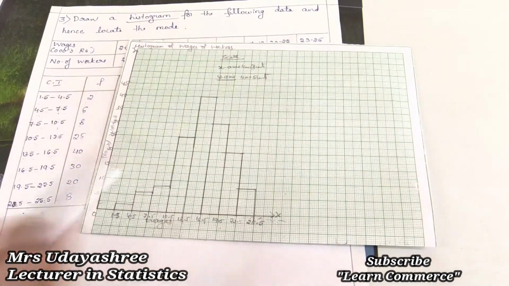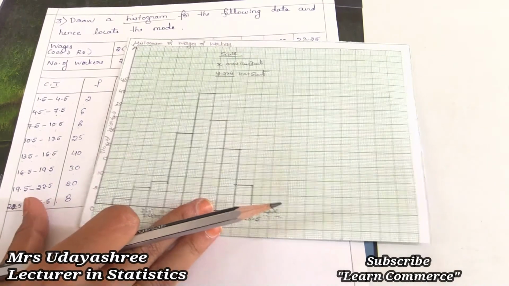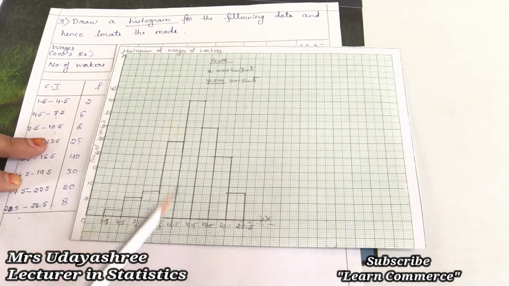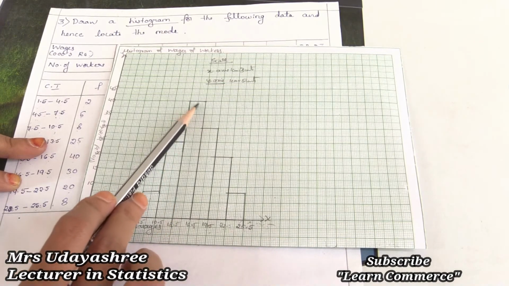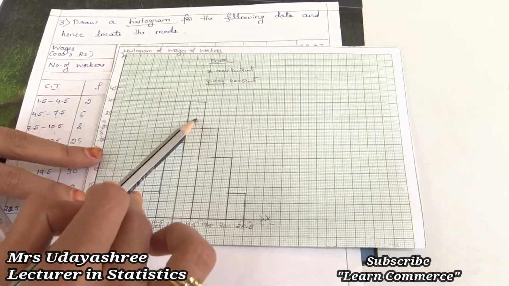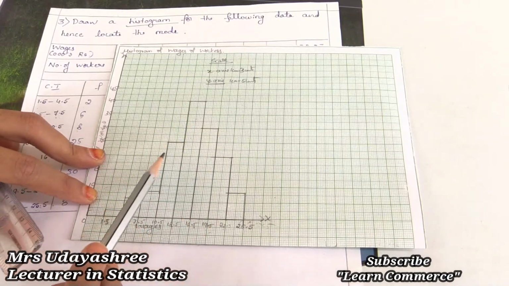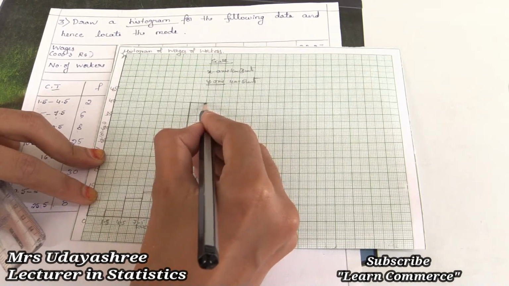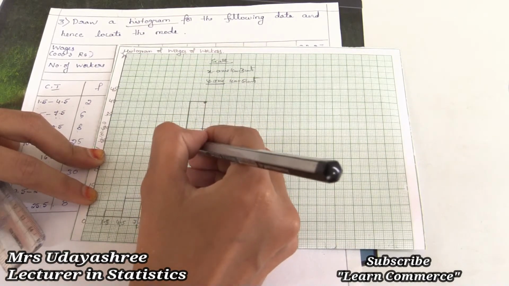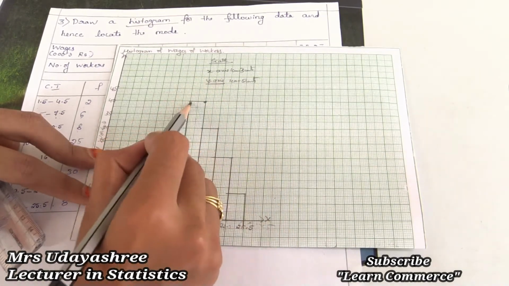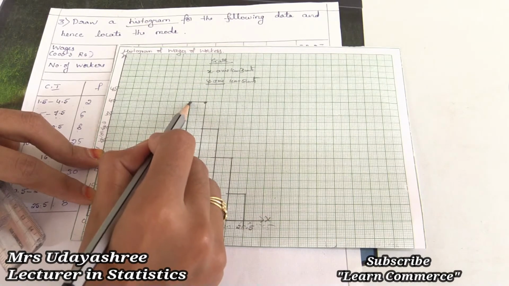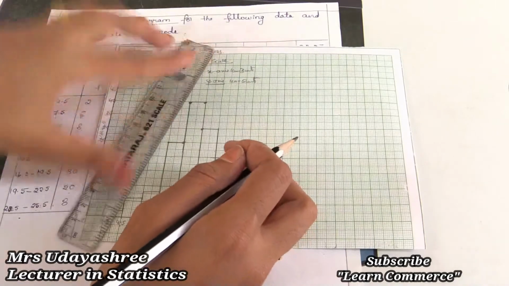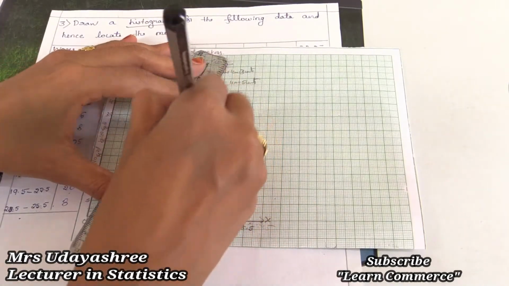Okay, this is all about the histogram. After that, we need to locate the mode using this histogram. Here the tallest rectangle is this one. The adjacent rectangles are these two. Then the opposite vertices of the next adjacent rectangle are this one, and for the other rectangle the opposite vertex is this one. We need to join these two points like this.